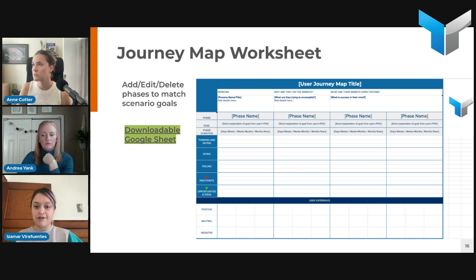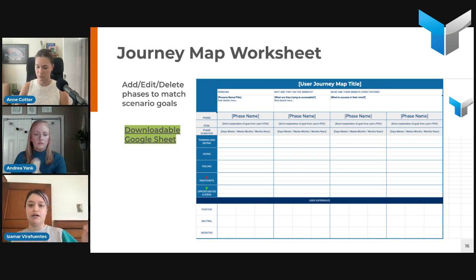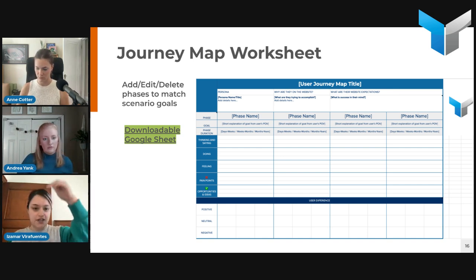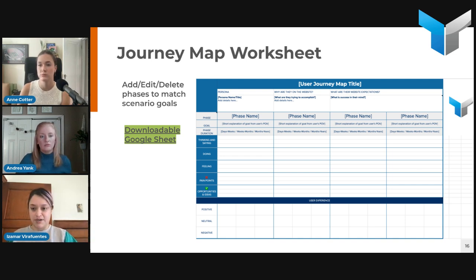And we also have at the bottom a user experience section where it gives you an overall rating, an accumulation of the overall experience of what they're thinking, what they're doing, their pain points, all that stuff in a visual format that you could visually track if it's a positive experience, a neutral experience, or a negative experience for you all.